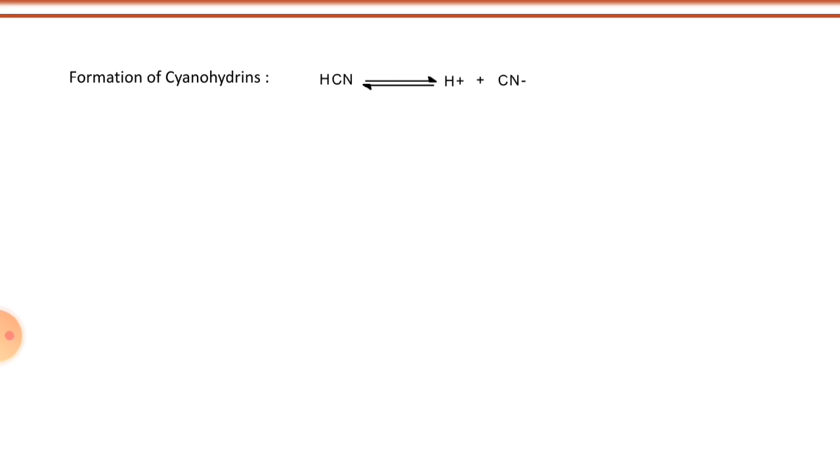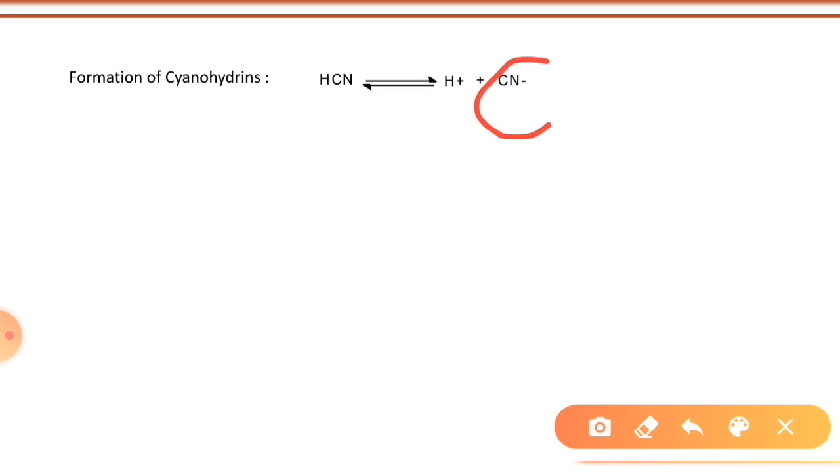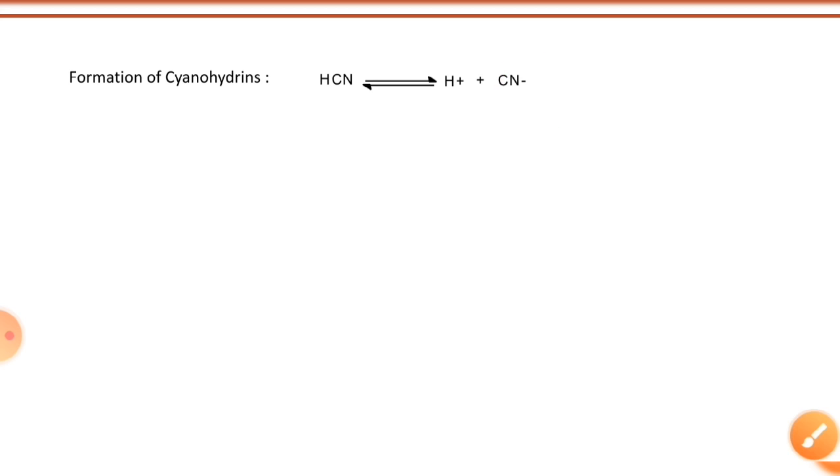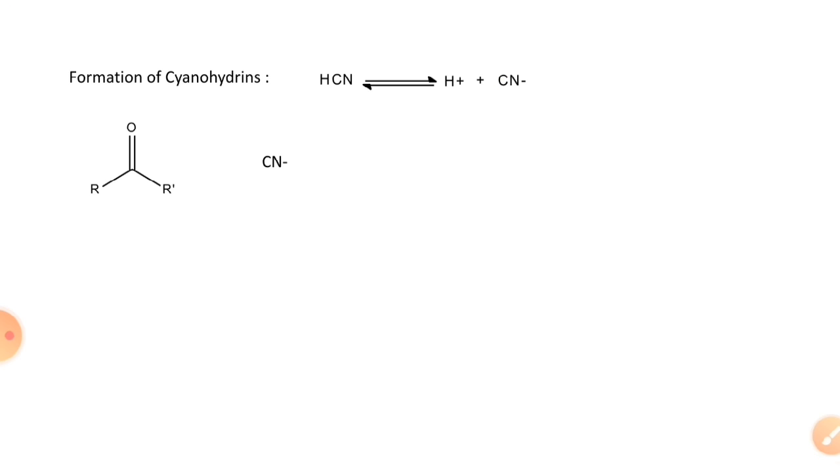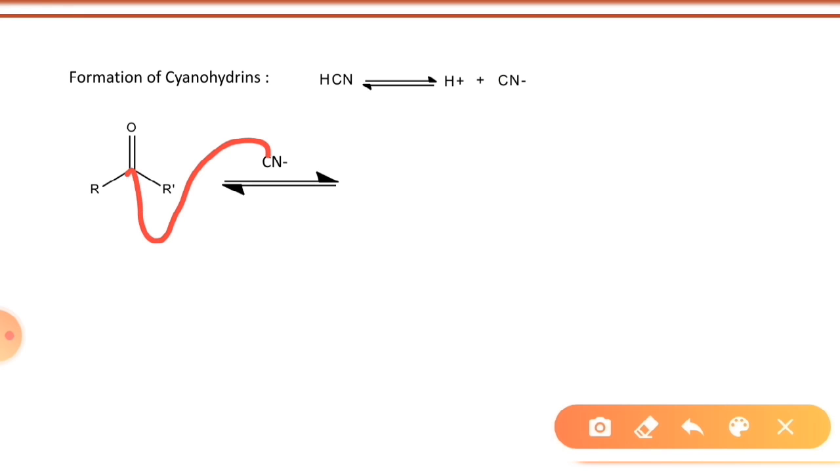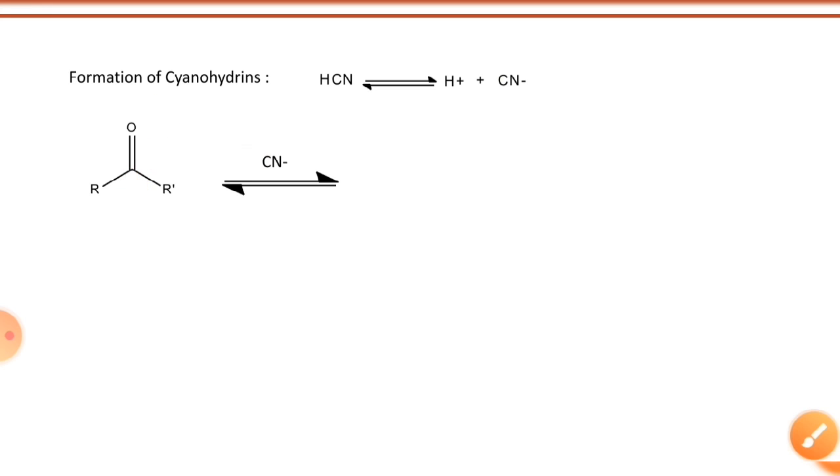Now, formation of cyanohydrin. In cyanohydrin formation, we have HCN present in the medium. That HCN will go to H plus and CN minus, a proton and cyanide ion. That CN negative will act as a nucleophile, as the negative charge is on carbon, and it is a very good nucleophile. Now in the next step, CN negative will attack that carbonyl compound, and similarly the double bond will open.